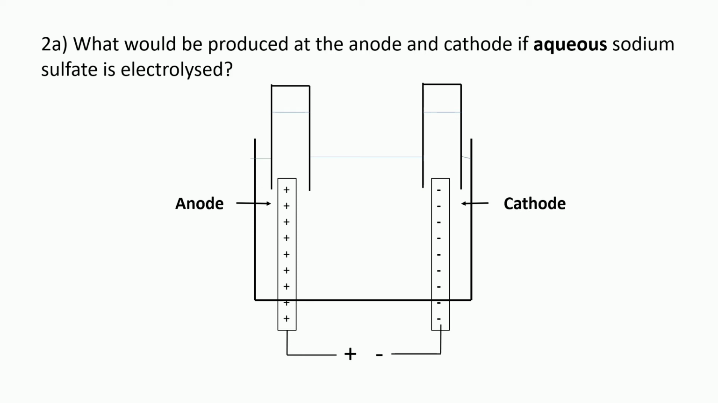So sodium sulfate. Sodium is in group 1, that's Na+, they all form 1+ ions. Sulfate, we just need to remember, is SO4 2-. And once again, we've got the water dissociating to make hydrogen ions and OH- ions. So the anode is going to attract the sulfate and also the hydroxide ions. So once again, we need to remember the rule. If the halide ion is present, that is discharged.